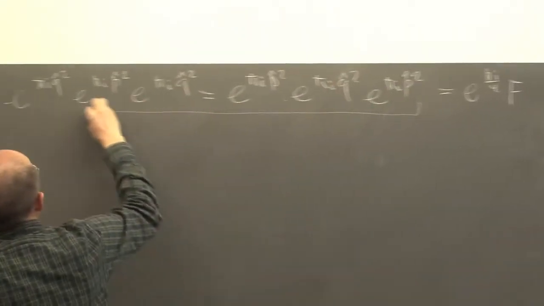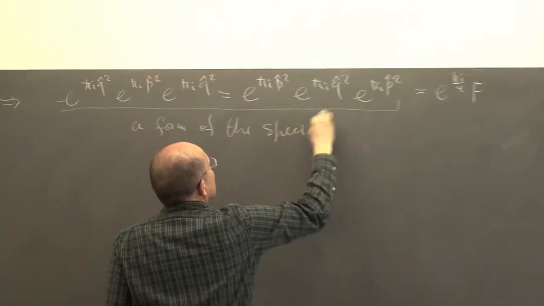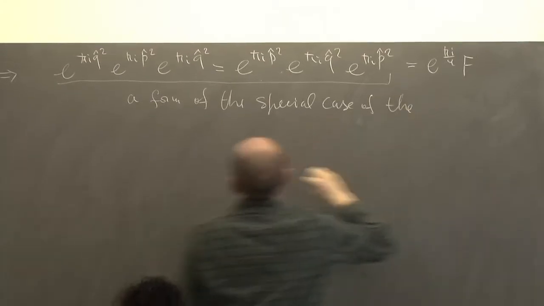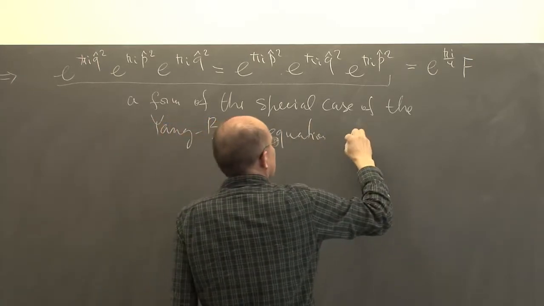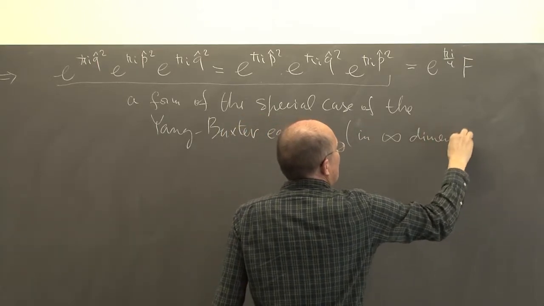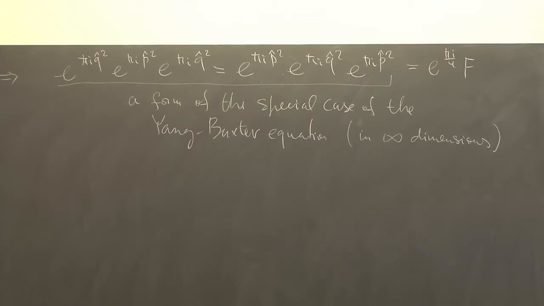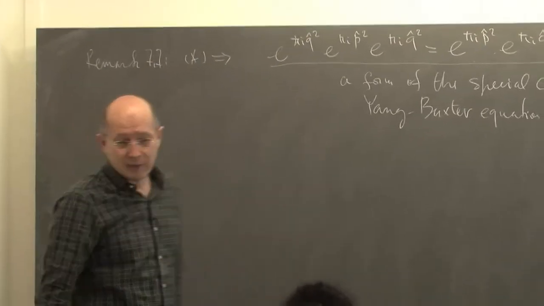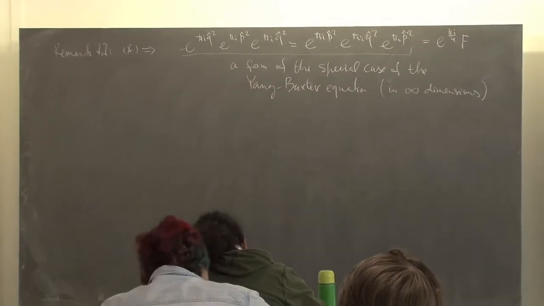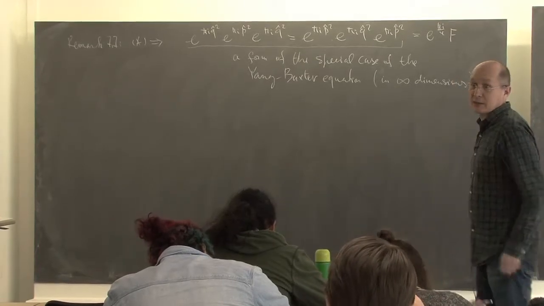And this is an equation which is a form of the special case of the Yang-Baxter equation in infinite dimensions. Usually, we talk about R matrices in the context of finite dimensional vector spaces. And here we have an example of a solution in infinite dimension, in the Hilbert space of square integrable functions.